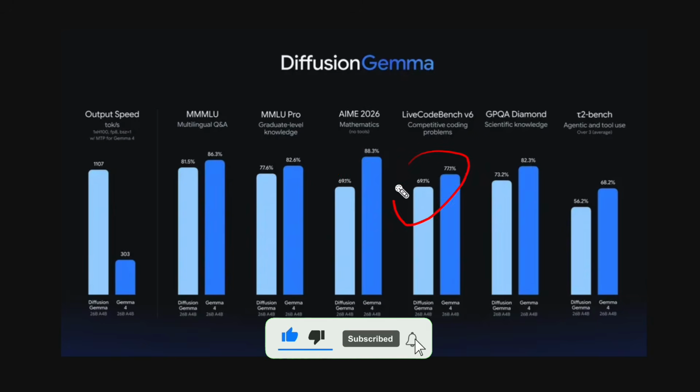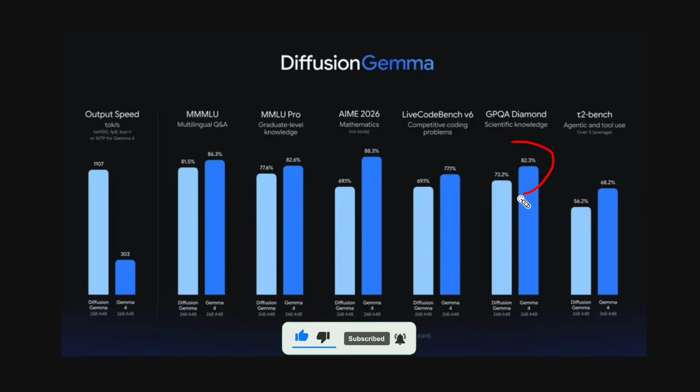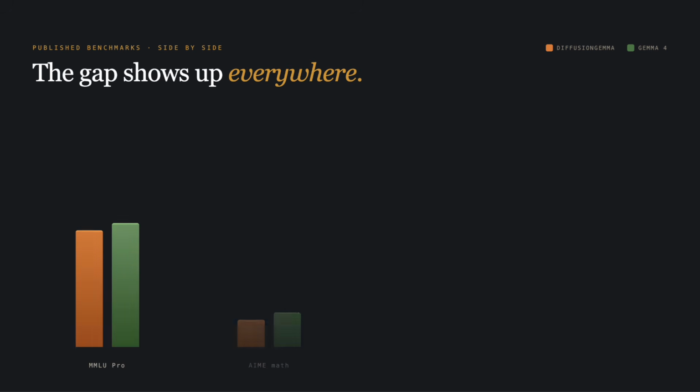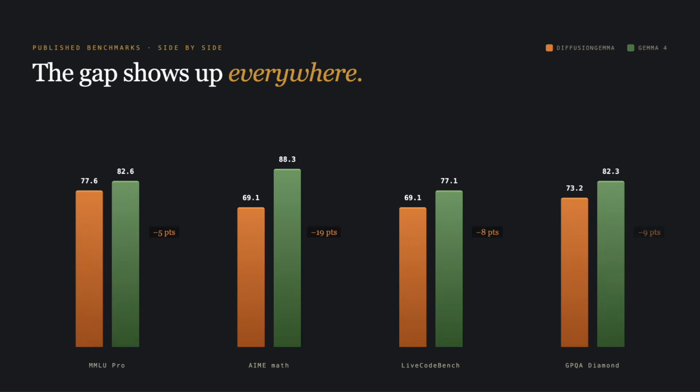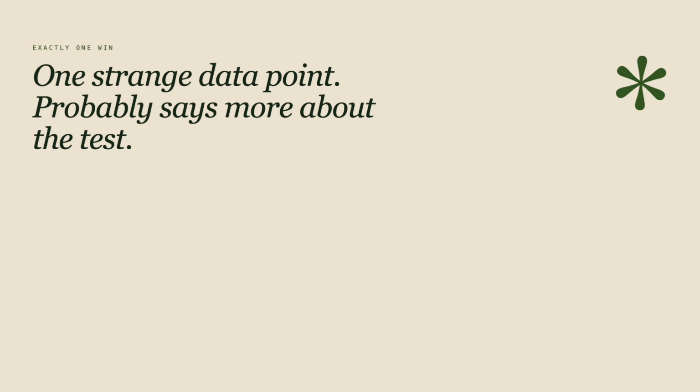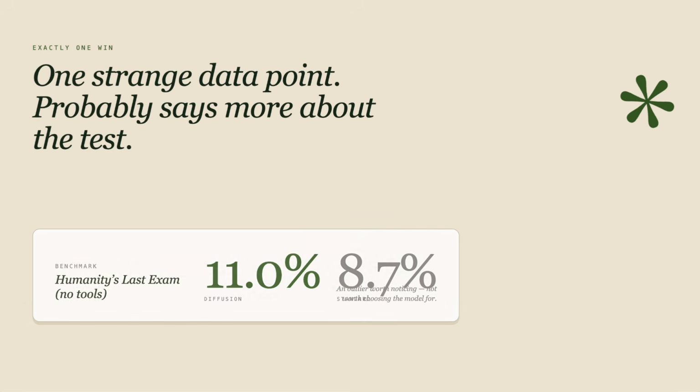Live Code Bench is 69.1 versus 77.1. GPQA Diamond is 73.2 versus 82.3. Vision takes an even bigger hit. There's exactly one benchmark where the diffusion version wins. Humanity's Last Exam without tools. 11% versus 8.7, which is a strange little data point and probably says more about that benchmark than the model.